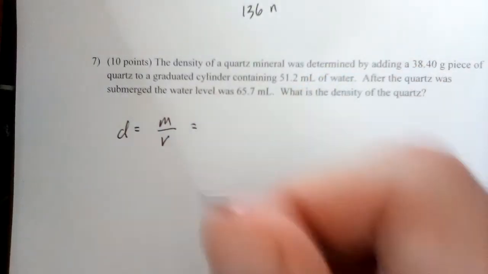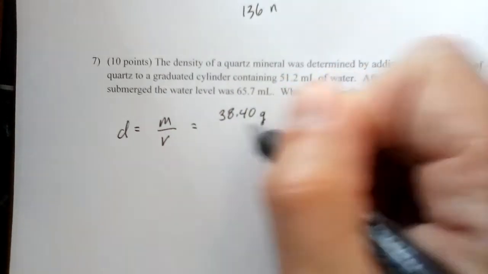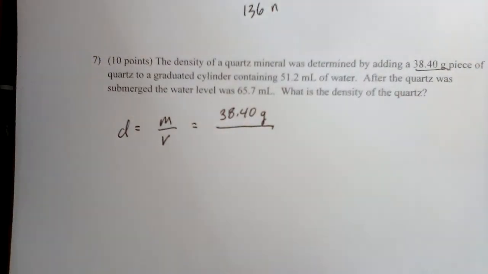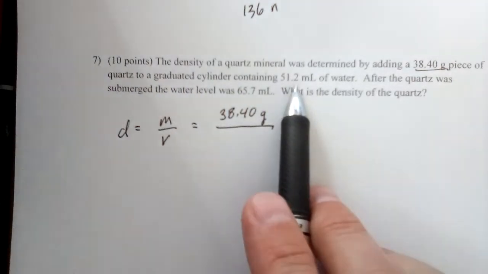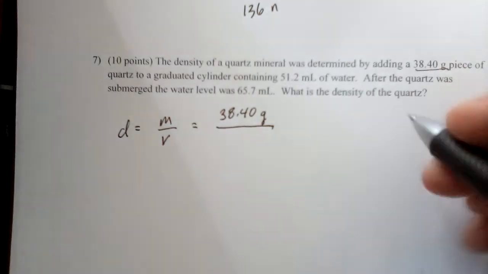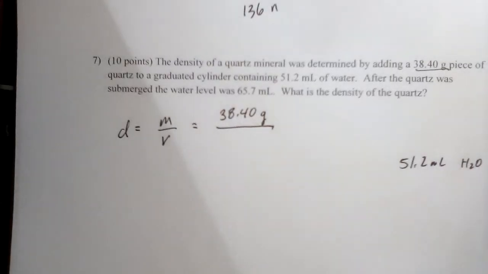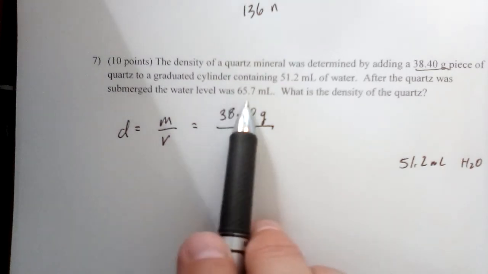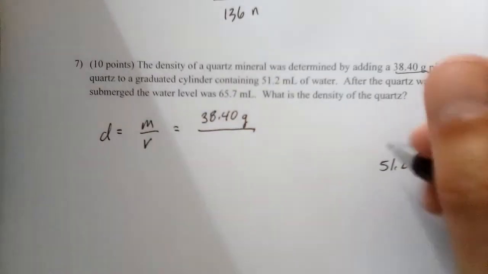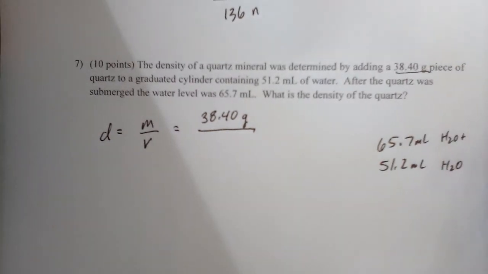So we actually have one of those right off the bat. We're given the mass up here. The piece of quartz weighs 38.40 grams. Right now, the volume is something we'll have to figure out. So the graduated cylinder contained 50.12 milliliters of water before we added the quartz. So 51.2 milliliters, that is the volume of just the water sample. After the quartz was submerged in the water, the volume was 65.7 milliliters. So 65.7 milliliters, that's the water plus the quartz, and I'm just going to use Q there for quartz.